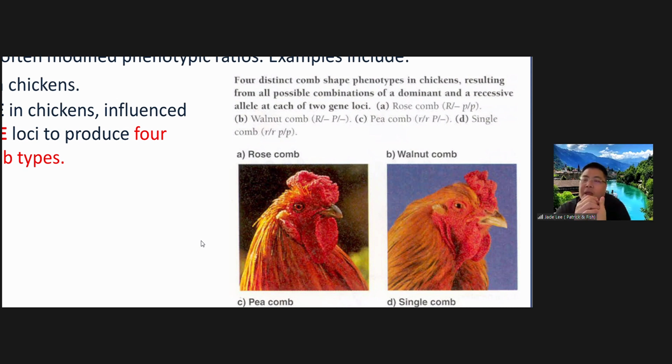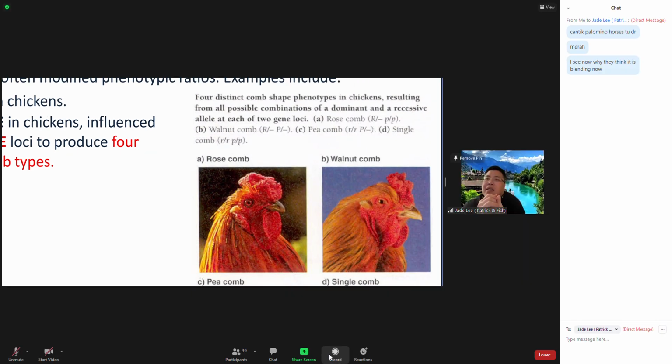Okay. Dalam bahasa Malaysia, comb ni apa ya? Sikat? Sikat ayam? Bukan kan? Baluk. Saya tak tahu apa kita panggil tu. Yang di atas kepala tu. Tahu tak? Tak tahu. Baluk ke? Doktor? Saya pun tak tahu lah. Dalam bahasa Malaysia kita cakap apa.